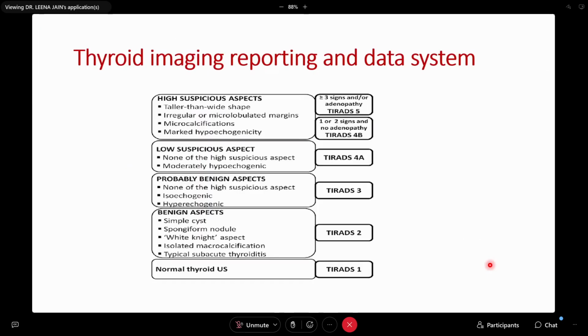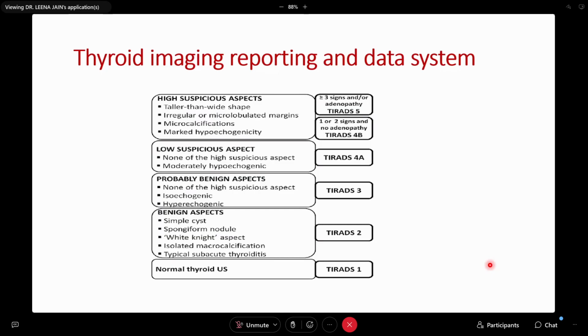There is one single slide I'm showing in relation to our imaging system, TI-RADS. Mostly it has been asked in many of the quizzes and short questions: what is the full form of TI-RADS? TI-RADS is a radiological grading system depending on the findings in the sonography for thyroid nodules. So the full form is Thyroid Imaging Reporting and Data System.